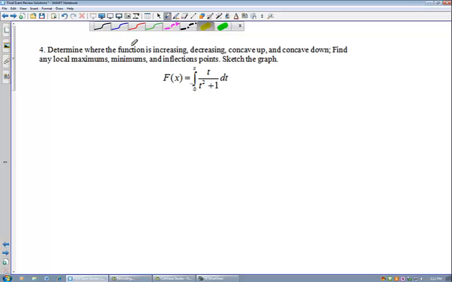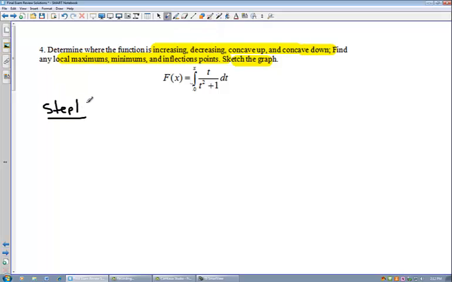So in number 4, we want to determine where the function is increasing, decreasing, concave up, concave down, and find any local maximums, minimums, or inflection points. And finally, we'll conclude with sketching the graph. So we're going to follow the same 4 steps we've been doing. And so step 1 is find the critical points of f. So we want to find out when f prime of x is equal to 0 or undefined.